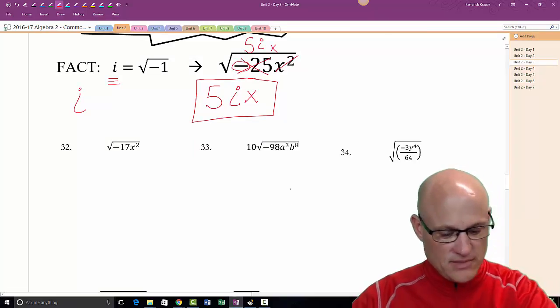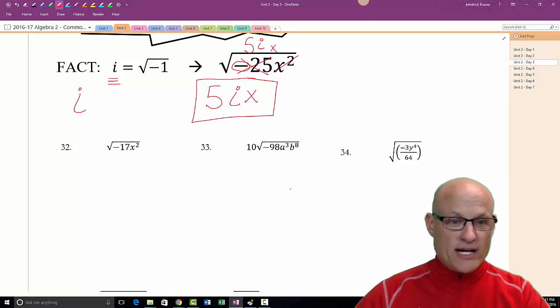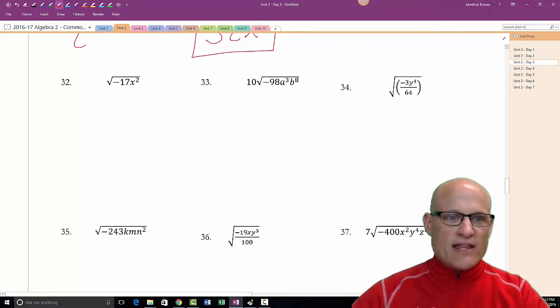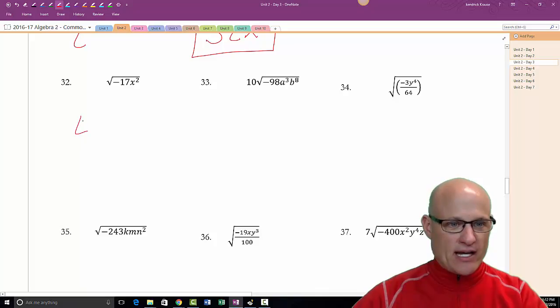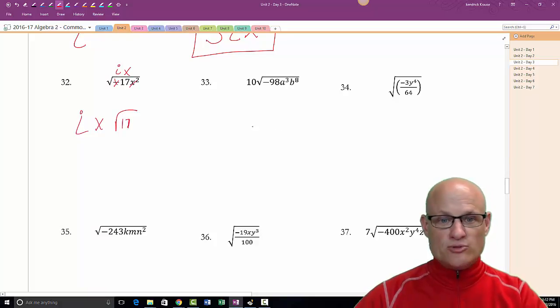Sorry, got a correction on that one too. Okay, all right, we're ready to go. Now, wait a second. 17 is not a perfect square, so as soon as you see a negative underneath, you know, hey, I'm going to have i in my answer. So there you go, that's i. And the square root of x squared is just x. So i x square root of 17. Boom, shakalaka.